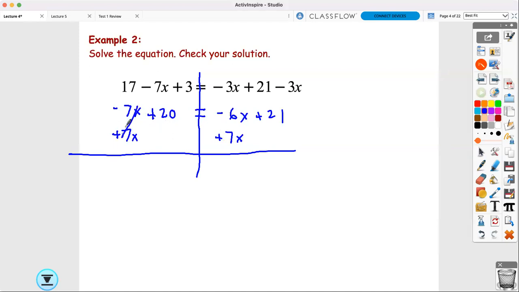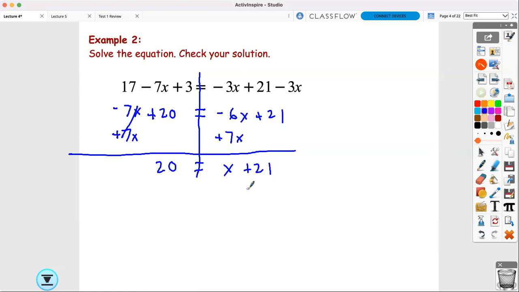So I'm gonna cancel the 7s, bring down the 20. So negative 6, negative 6. I owe 6 to the bank, negative 6x, but I have 7x on me. So if I give them the 6 that I owe, I have 1 left. So 1x, but 1x is the same thing as x, right? There's an invisible 1 there. Then I'm gonna bring down the plus 21.